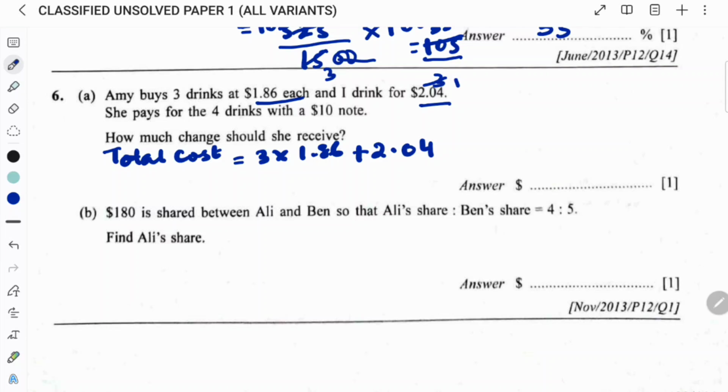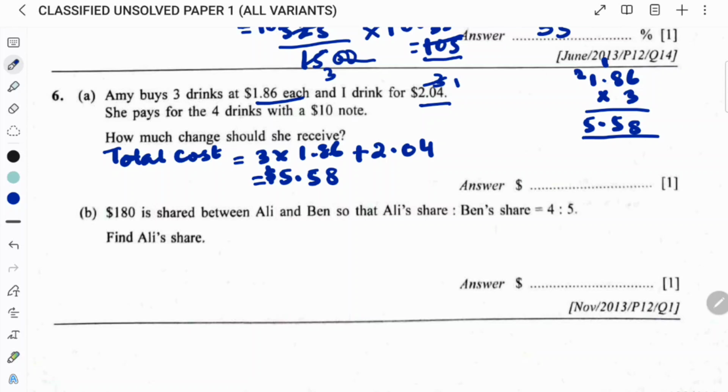So we are finding out the total cost of the 4 drinks. So that is 1.86 times 3. 3 6s are 18, 3 8s are 24, 25. 3 ones are 3, 3 ones are 3, and then 4, 5. With 2 decimal places, we will have 5.58.